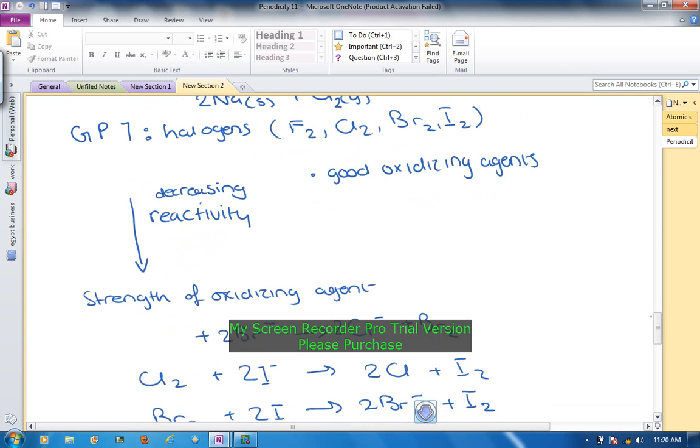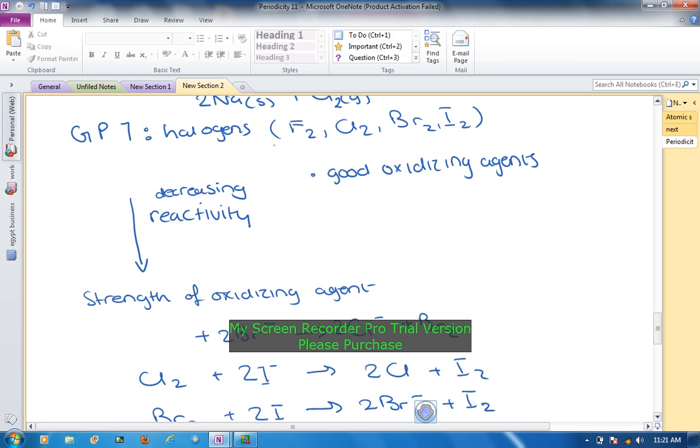The group 7 halogens are good oxidizing agents because they react by... I didn't mention what they are. The halogens include fluorine, chlorine, bromine, and iodine. They're good oxidizing agents because they react readily by gaining an electron. Their reactivity decreases down the group because with increasing atomic radii, it's more difficult to attract electrons.